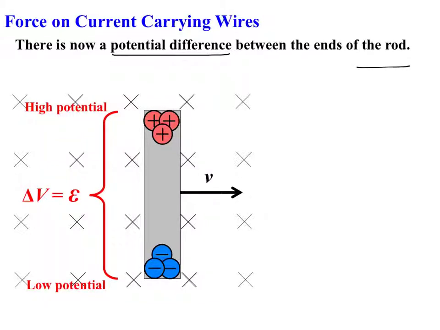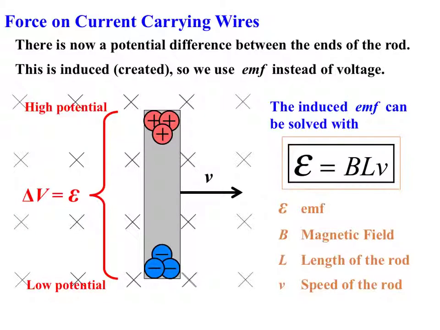Again, remember that we talked about a positive and a negative plate having a potential difference in between them. Now we have the same thing happening here. Again, this is induced or created, so we're going to call it EMF instead of voltage. And we can solve for this EMF by using this new equation, where this sigma is our EMF. Again, remember we used it in terms of a battery. B is magnetic field, L is the length of this rod, and V is the speed of the rod.